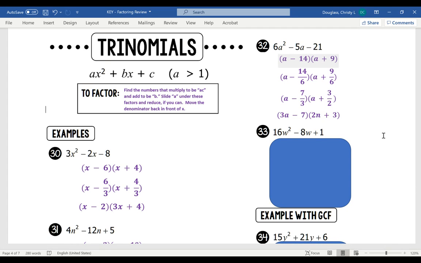It's a lot of steps, huh? So factoring trinomials is definitely one of the really important and sometimes difficult concepts that will help you in your math career moving forward.